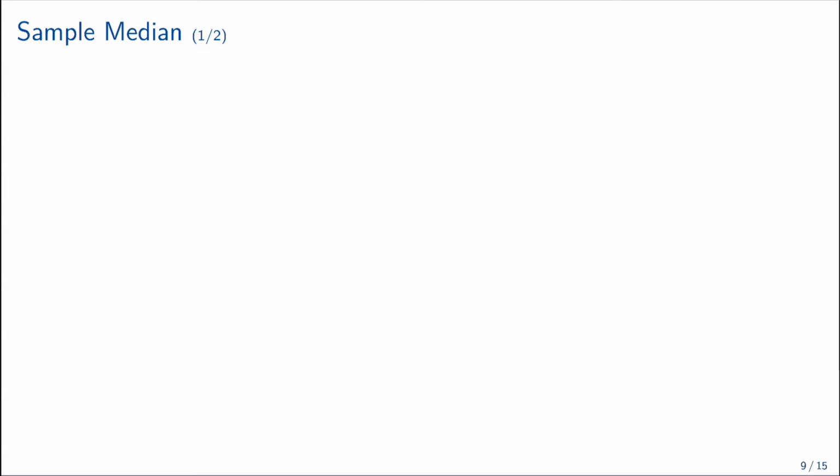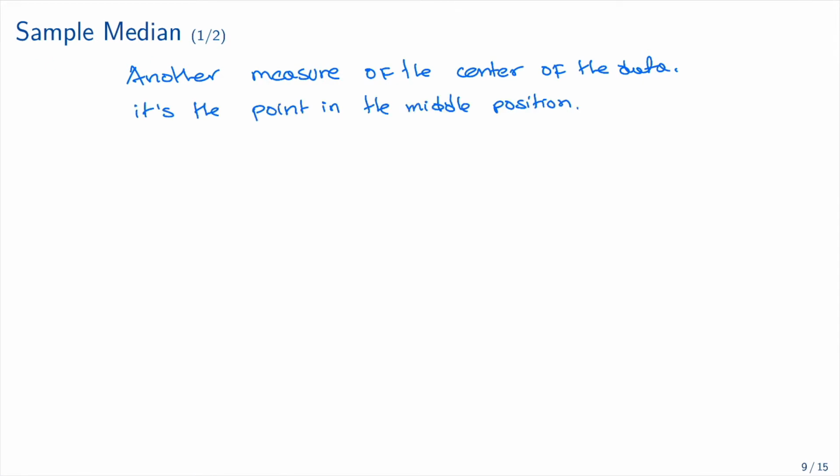So this is another measure of the center of the data. And as the name indicates, it's the point in the middle position. So how do we find the median? So that's the procedure.